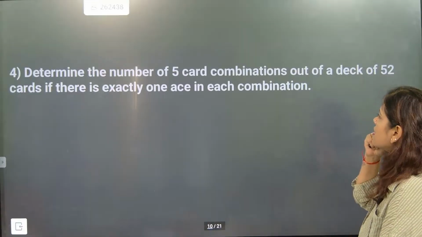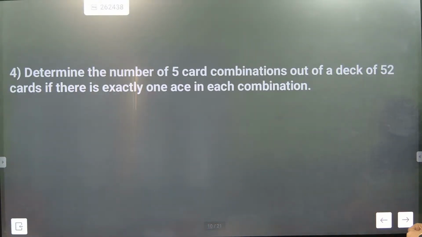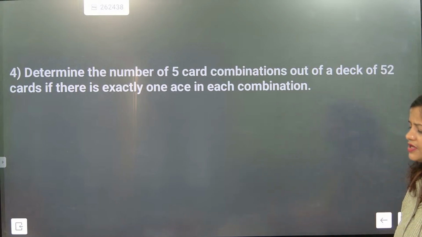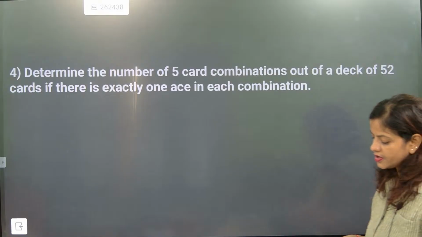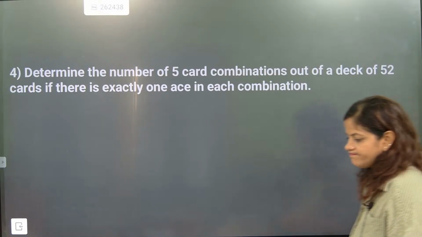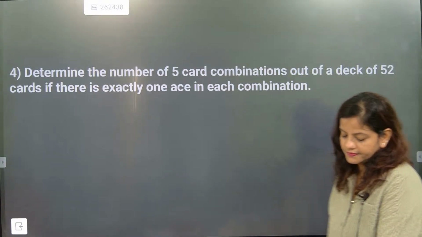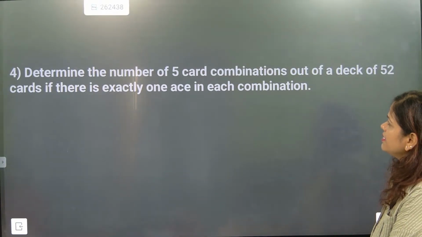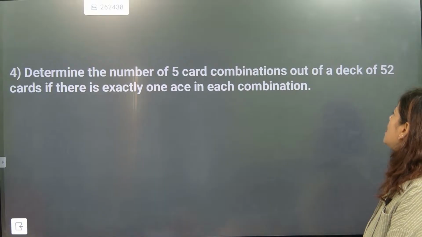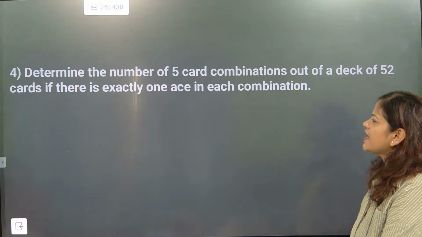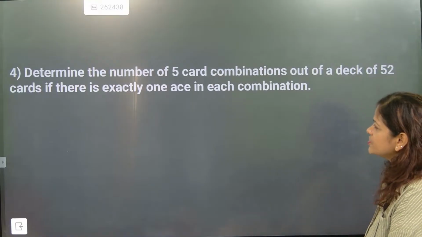Today's question is there. Now determine the number of 5 card combinations out of a deck of 52 cards if there is exactly one ace in each combination. 5 card combination. This is a super question. Come on, go for it. Determine the number of 5 card combinations out of a deck of 52 cards if there is exactly one ace in each combination.